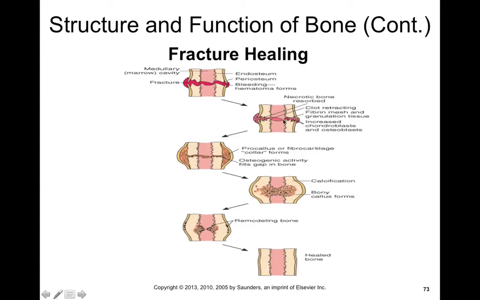So just summarizing these steps of fracture repair, what we see here then is the hematoma formation. That hematoma is then turned into a fibrocartilaginous callus, which is then turned into a bony callus. And then that bony callus is remodeled over the course of months and years.